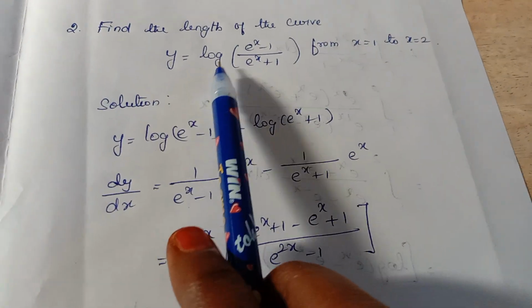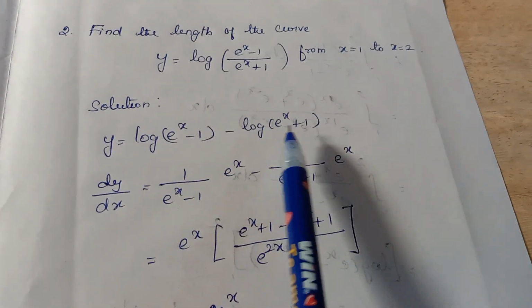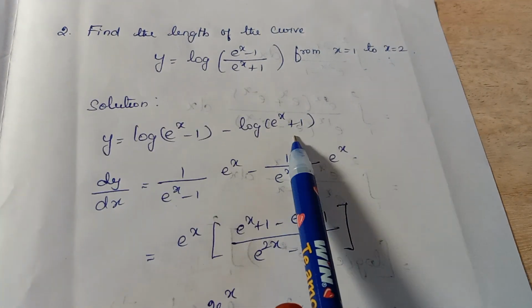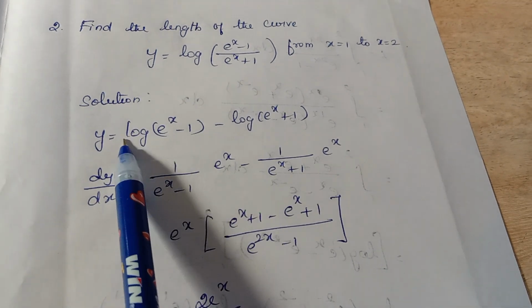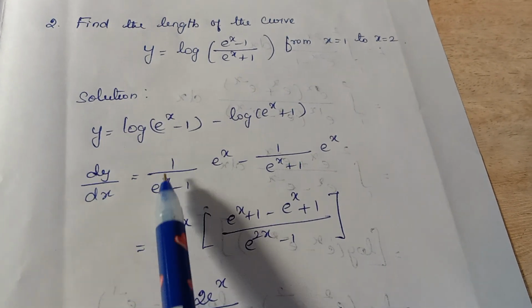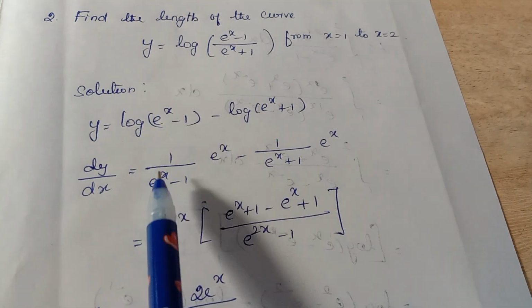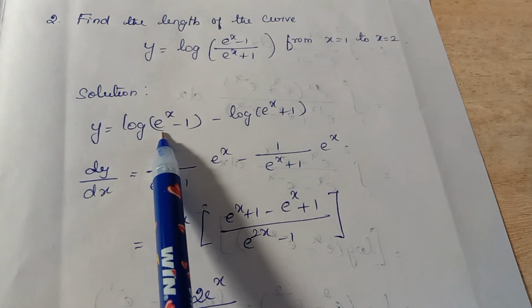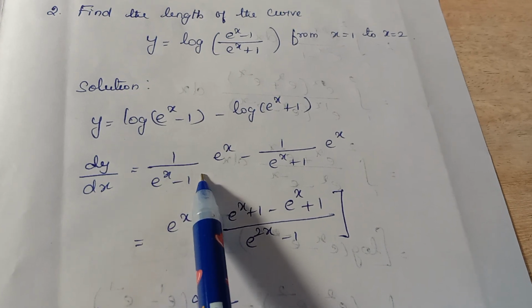So here this is of the form log of a by b, which can be rewritten as log a minus log b. So log of numerator e power x minus 1, minus log of denominator e power x plus 1. So dy by dx will be, what is the differentiation of logarithm? If you have log x, the differentiation is simply 1 by x. So 1 by e power x minus 1 into, chain rule I am applying, because here it is not simply x, it is e power x minus 1. So chain rule you have to apply here for differentiation.